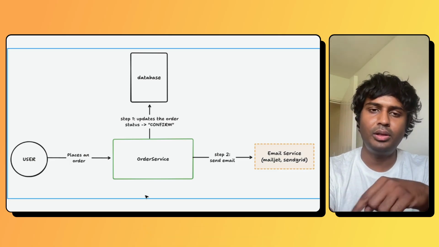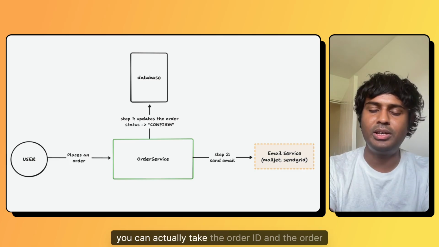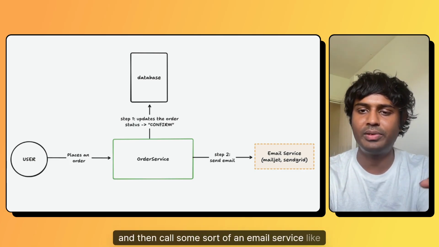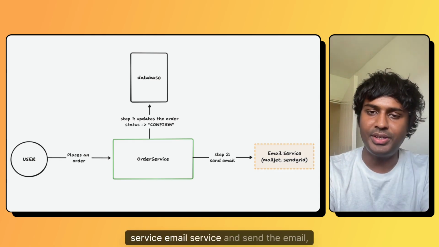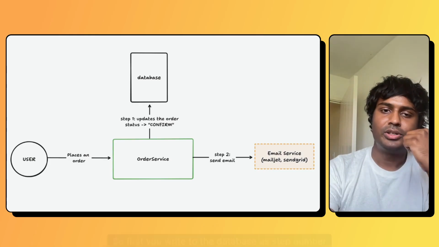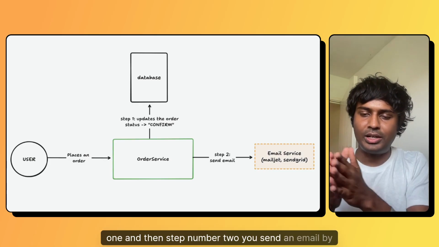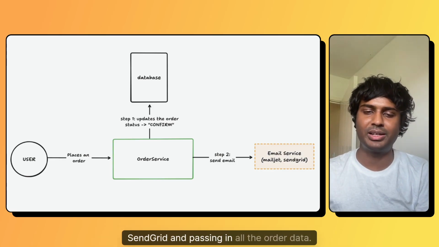Once you have written that to the database, you can take that order ID and the order information and call some sort of email service like Mailjet, SendGrid, or any other, and send the email. So first you write to the database as step number one, and then step number two, you send an email by calling this third party service like MailChimp or SendGrid, passing it all the order data.